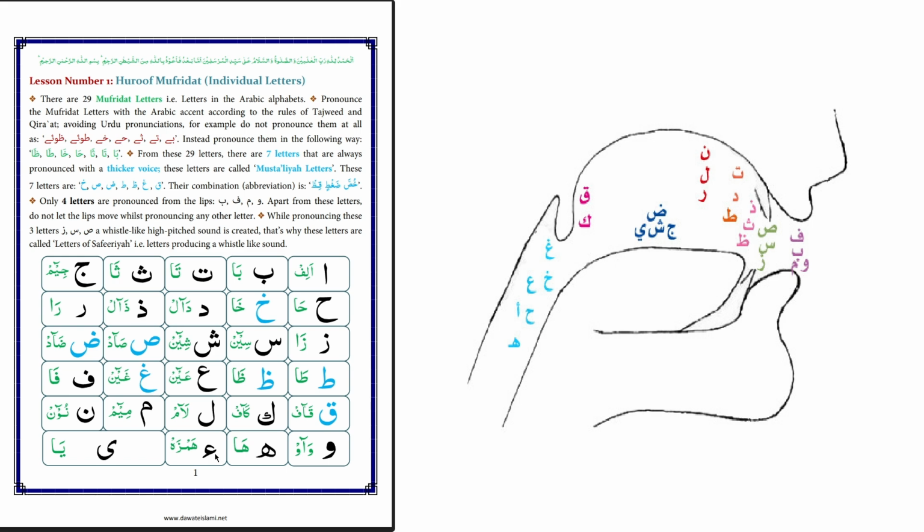Next we have hamza, hamza, hamza. Next we have ya, and ya is produced with the middle part of our tongue. Ya, ya, ya, ya. I hope that was clear.